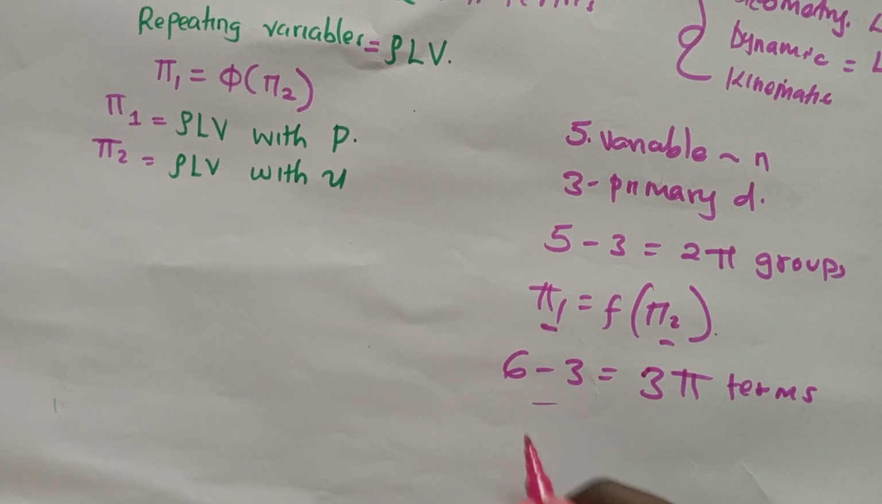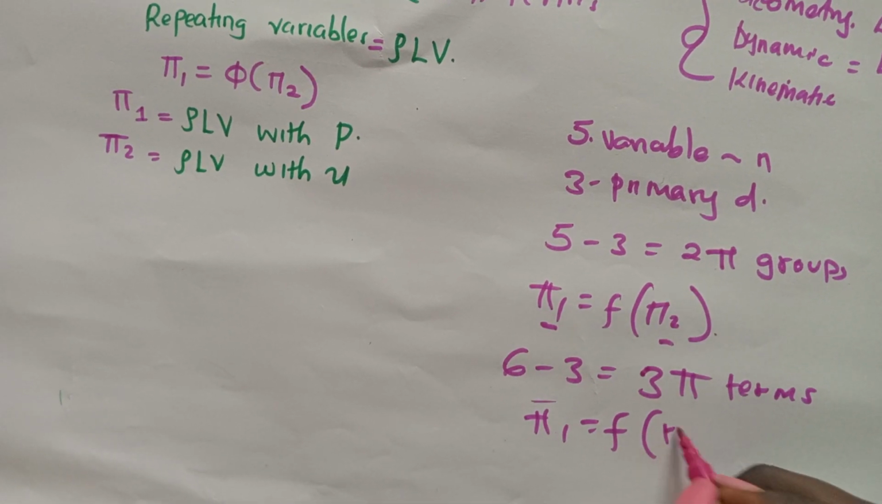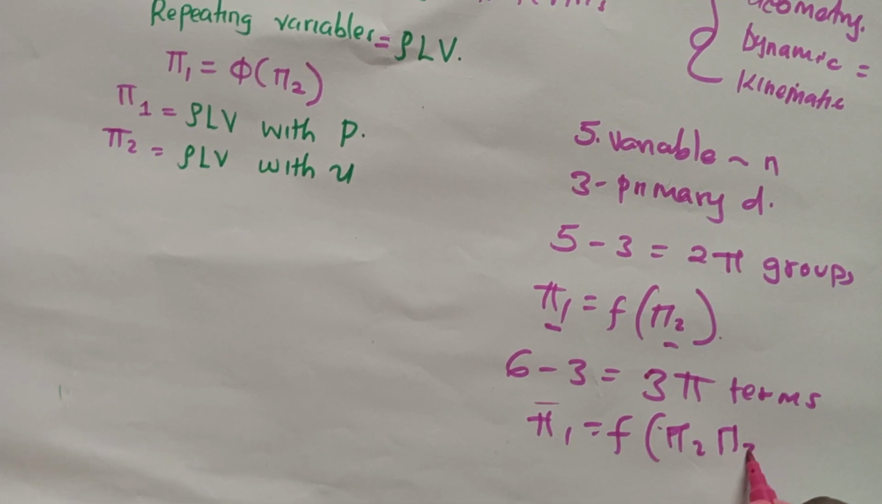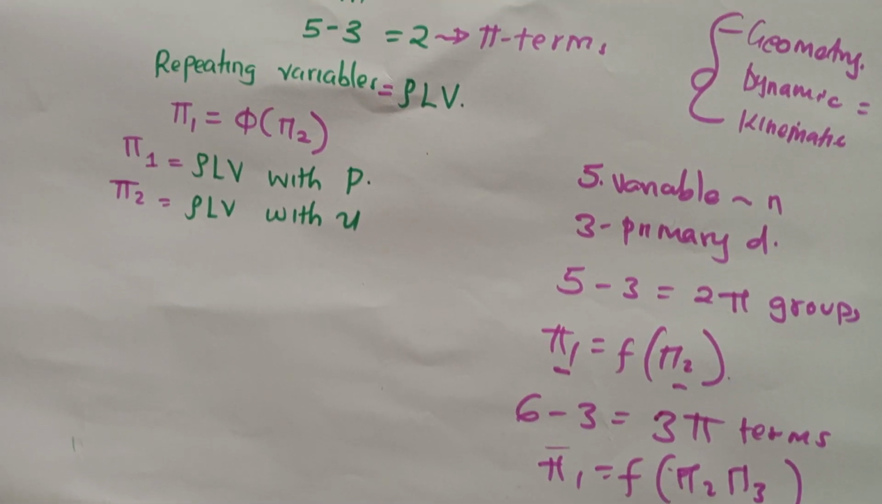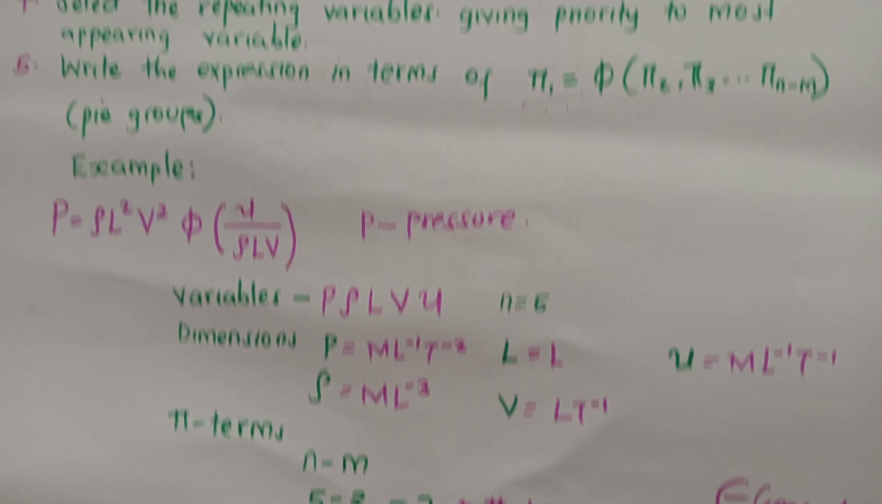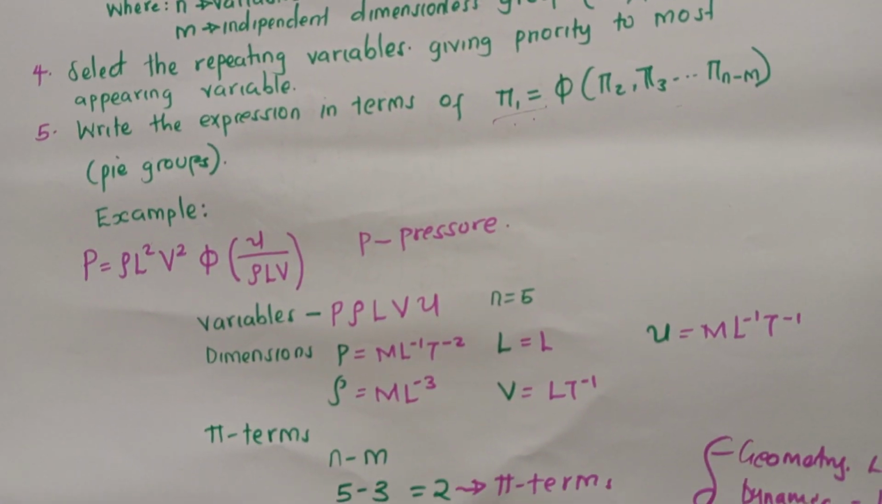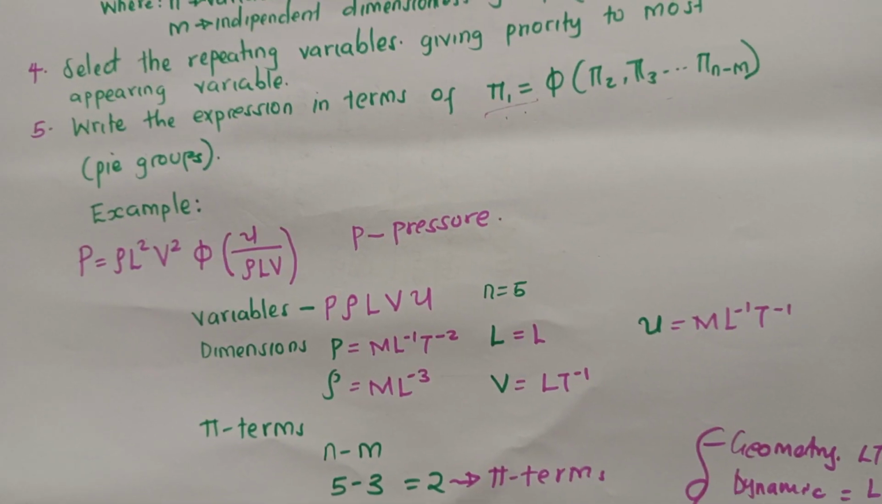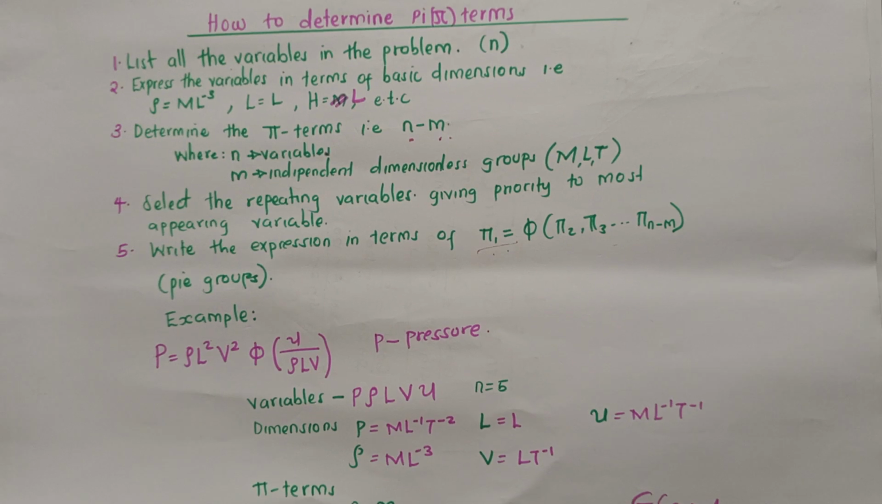So how we're going to write this is pi 1 is given by a function of pi 2, pi 3, like that. So these are 3 pi groups. We're going to do one example and see how we are going to put this in practice to help us in solving dimensional problems using Buckingham's pi theorem.